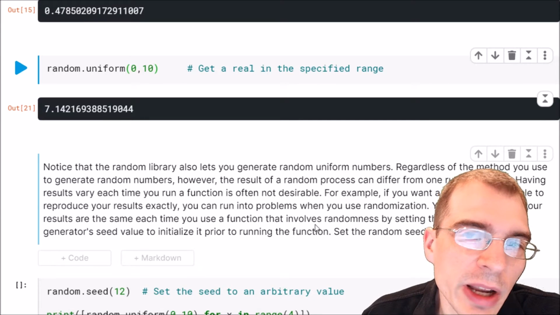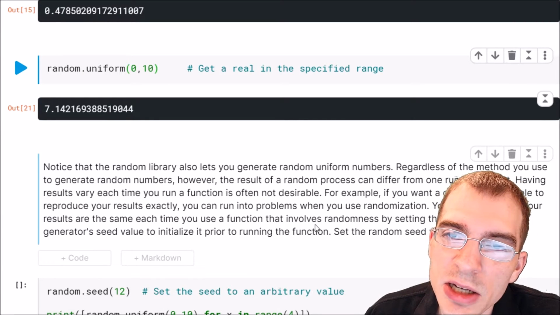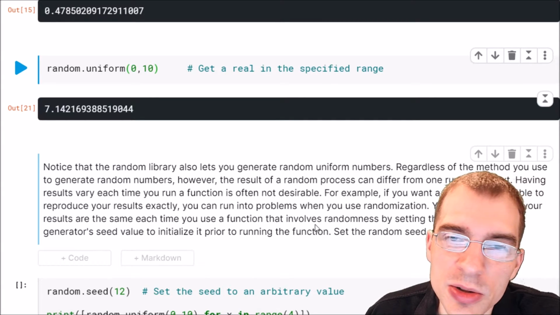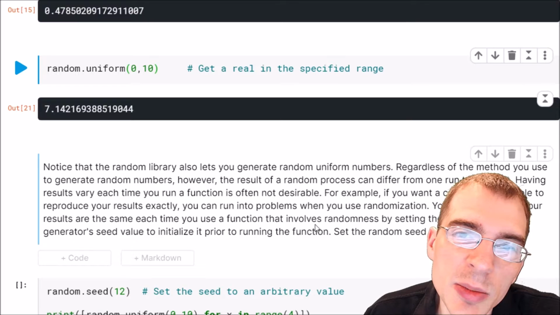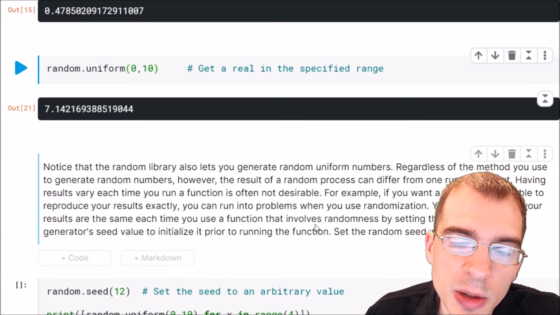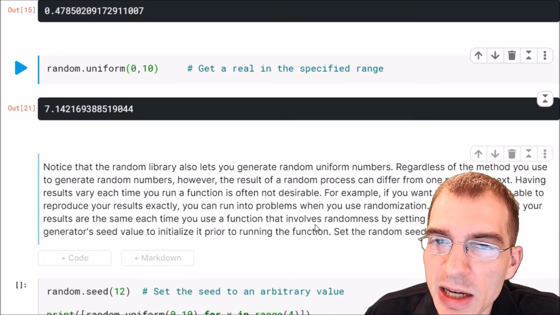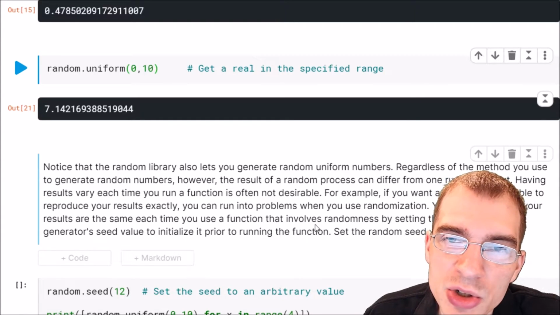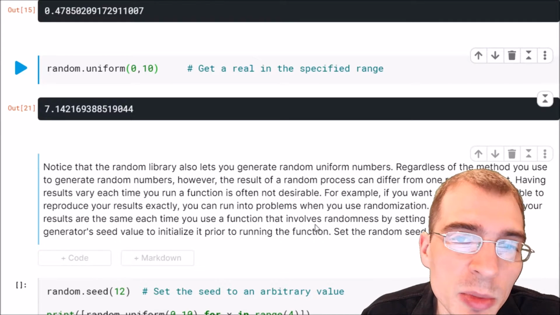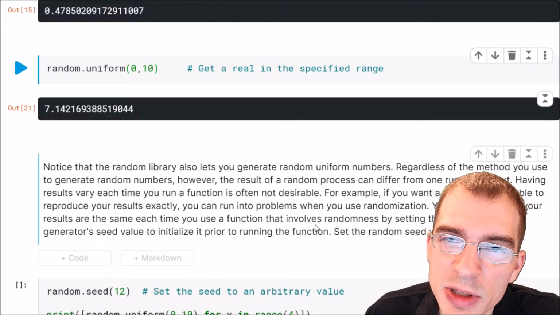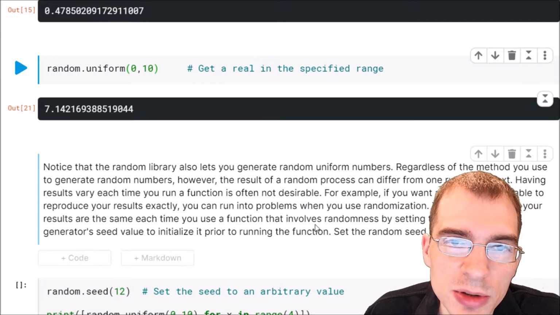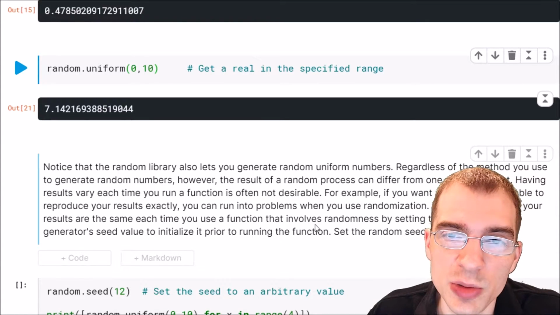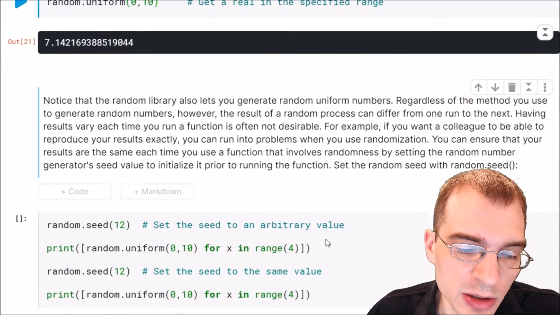So they're actually created by a deterministic process under the hood that is based on some initial starting state or seed. And if you use the same initial state for the random number generator, you will generate the exact same numbers. So by initializing the random number generator's seed value to the same thing before running a function that involves randomness, you'll actually produce the same result, which is a good thing if you want your functions to be completely reproducible. So we'll give an example of how to do that here.